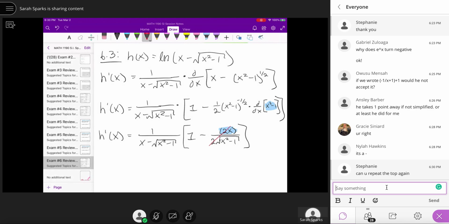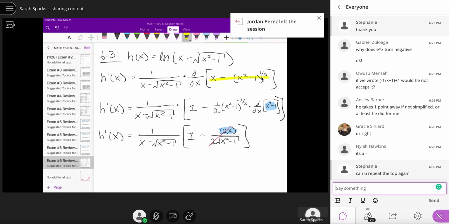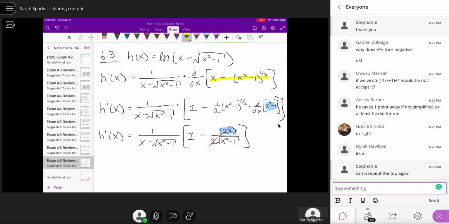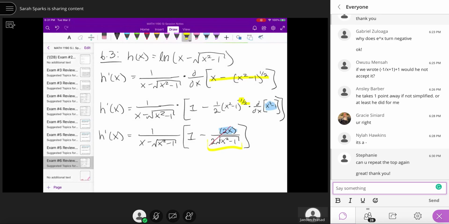Can I repeat the top again? Yeah, so when we take the derivative of this x minus x squared minus 1 to the 1/2, we take the derivative of x, so that's just going to be 1. Then we're taking the derivative of this x squared minus 1 to the 1/2. We bring down that 1/2 power, subtract 1, so we get x squared minus 1 to the negative 1/2. And then we have to multiply that by the derivative of x squared minus 1. Derivative of x squared minus 1 is 2x, and that's how we get that in the numerator of this fraction. Yeah, no problem.